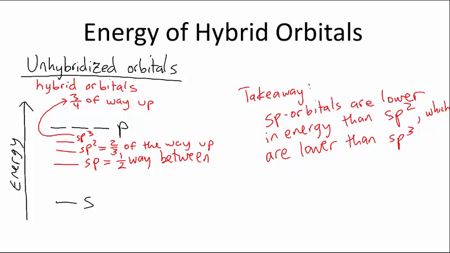So hybridization affects orbital energy. It's not something that we're going to include in our MO diagrams very frequently, but occasionally it becomes a useful concept.